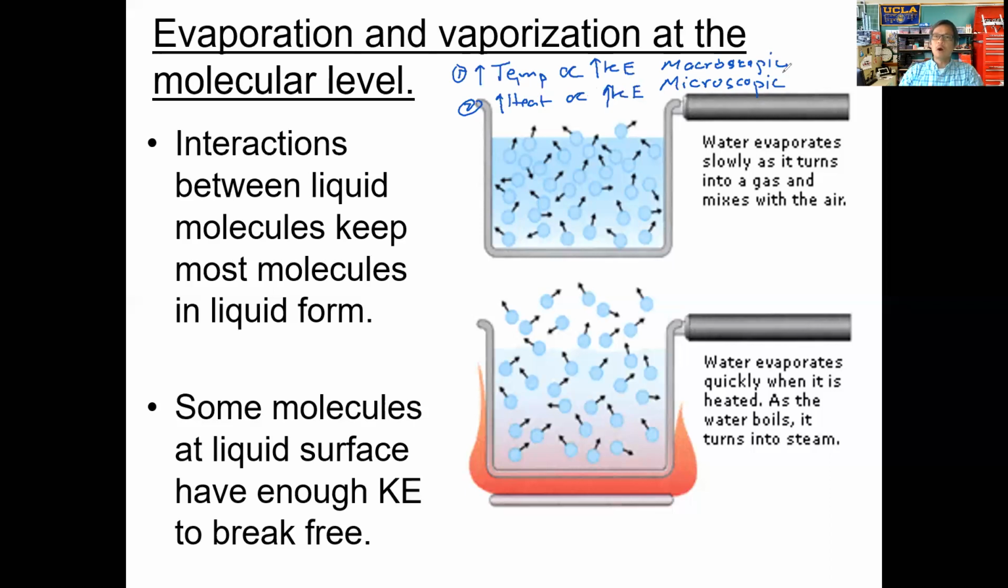Water initially evaporates slowly. We know that water evaporates fairly slowly because the temperature is fairly low. So as we increase the temperature, the water starts to evaporate faster. Now, why is that? Well, we talked about this also on Friday.